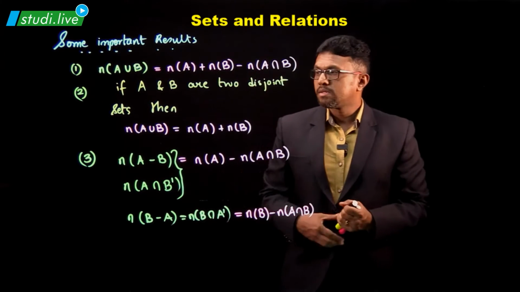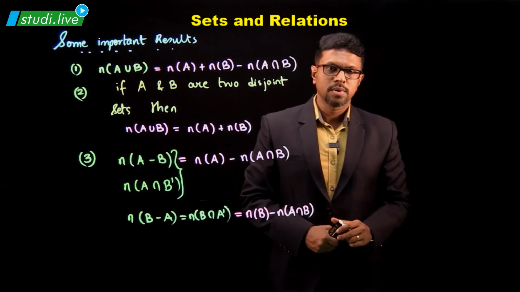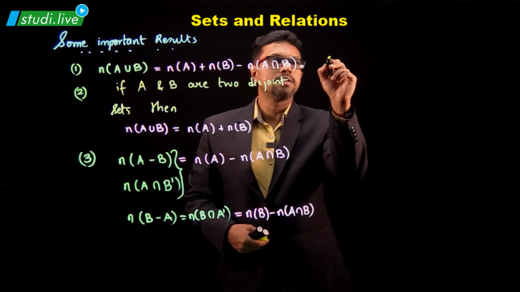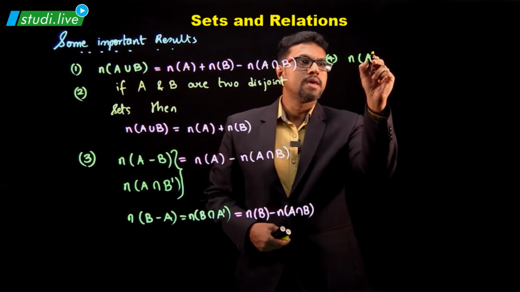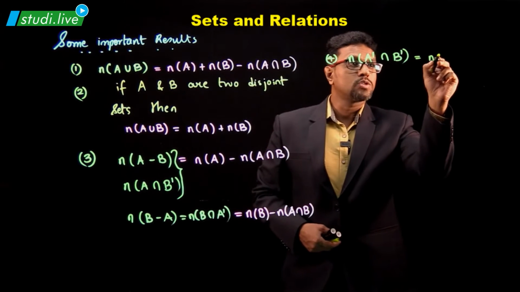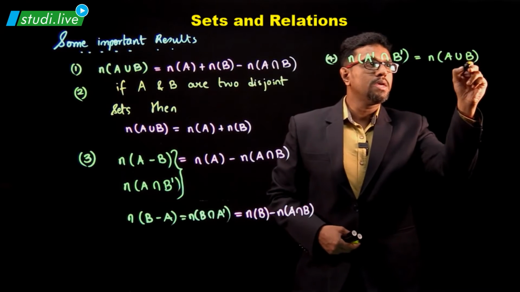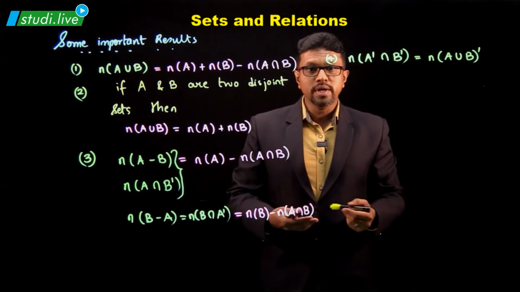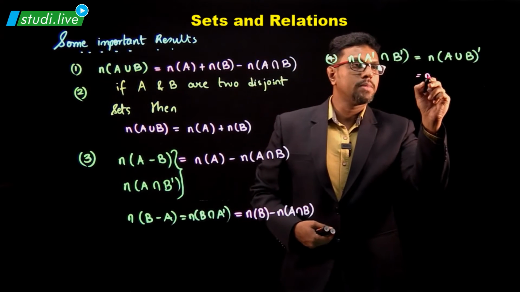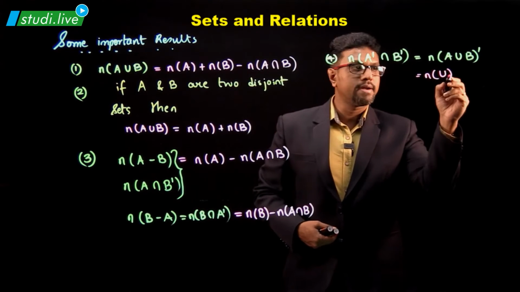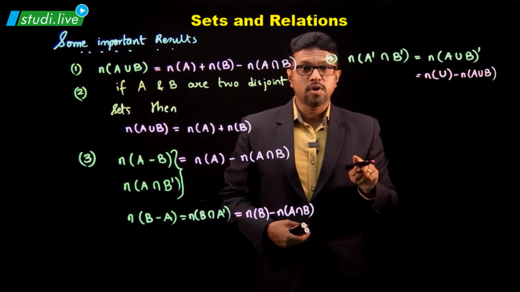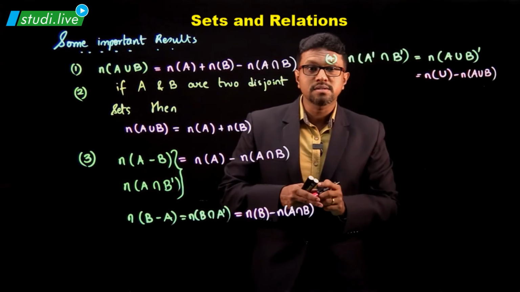So these are some of the important results that are generally used. Of course, there are also formulas related to De Morgan's law. What is n of A complement intersection B complement? If you remember, this is actually n of A union B the whole complement. How do we get the complement value? Obviously we subtract it from the universal set. So the formula becomes n of the universal set minus n of A union B.